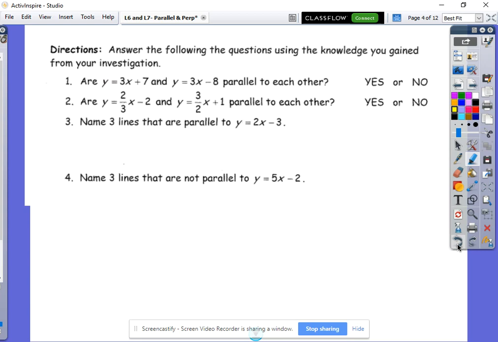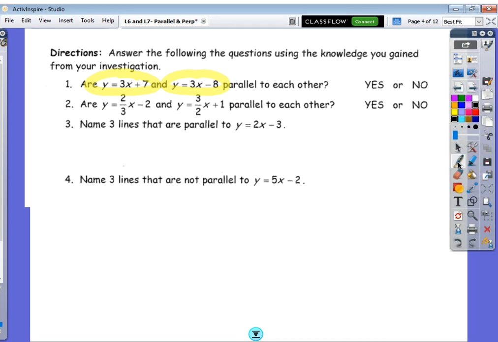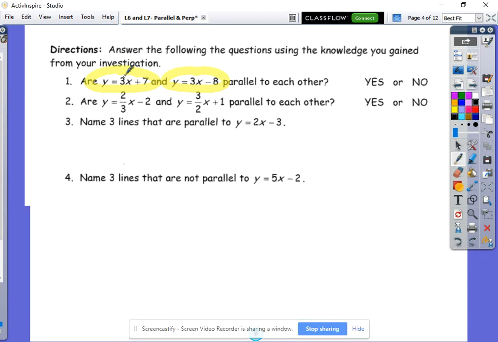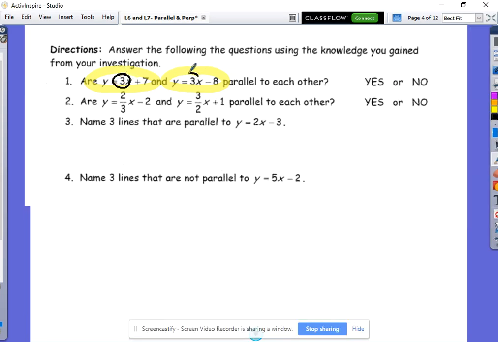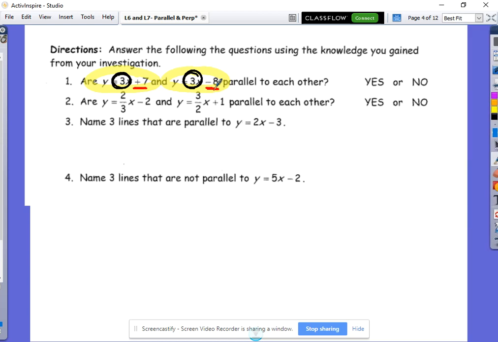In that first one, the first equation is y equals 3x plus 7. I'm going to go ahead and get rid of that since you can't see it too well. Y equals 3x plus 7 and y equals 3x minus 8. Do these two equations meet our two criteria that we just lined up? Our two criteria are that our slopes must be the same and our y-intercepts must be different. Are my slopes the same? Yes. So criteria number 1 is good to go. And are the y-intercepts different from each other? In this case, they are.